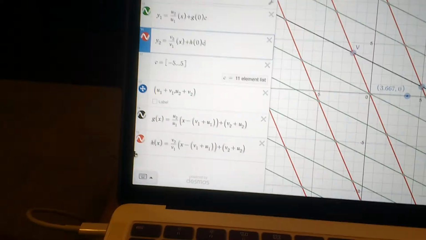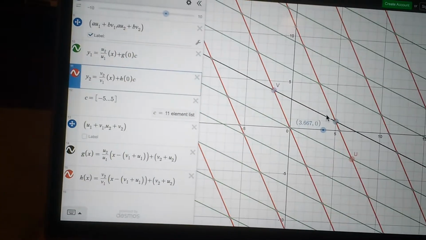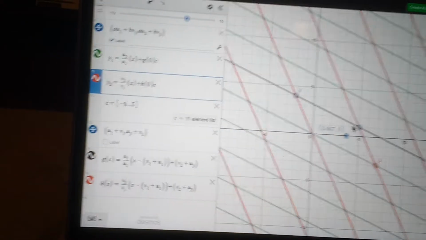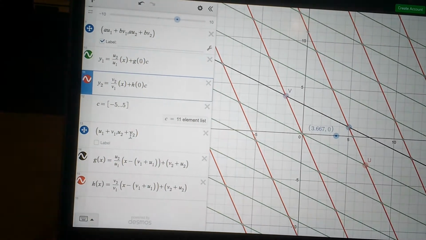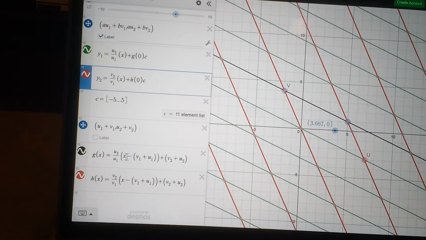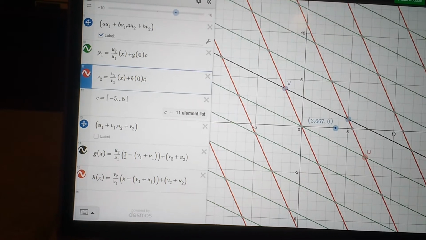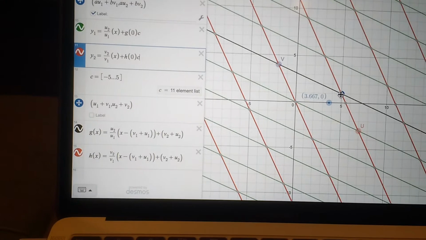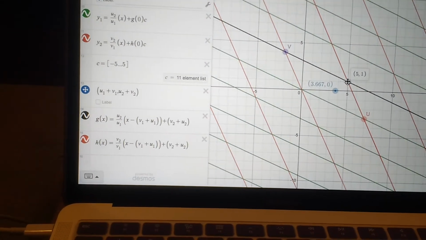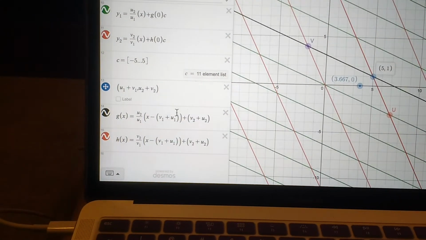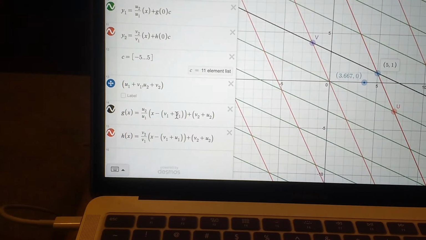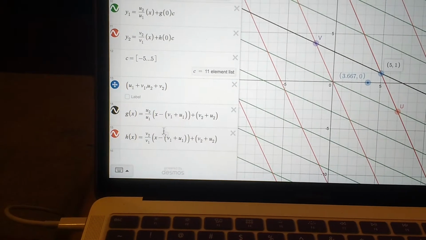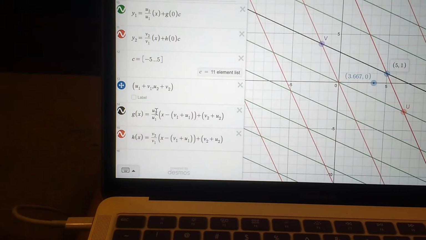So what I did here, got y minus y1 equals m(x minus x1). x1 I got from v1 plus u1. The slope is u2 over u1.